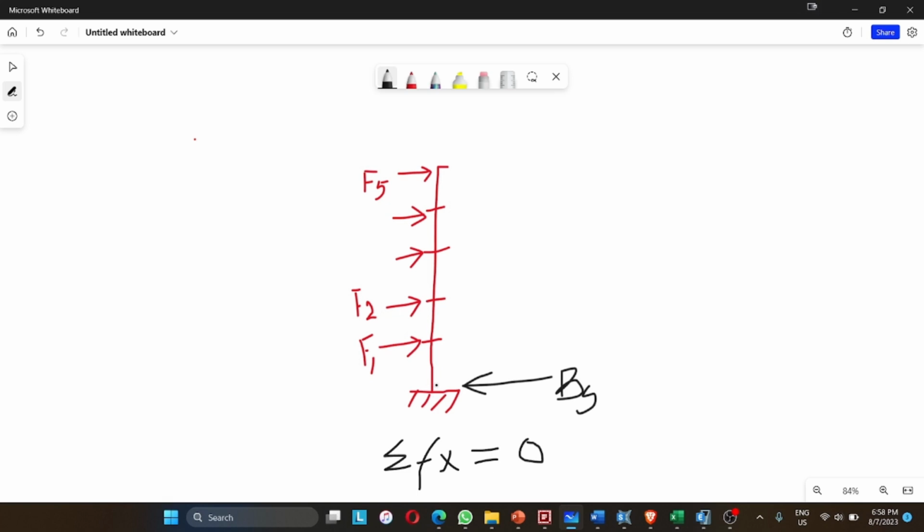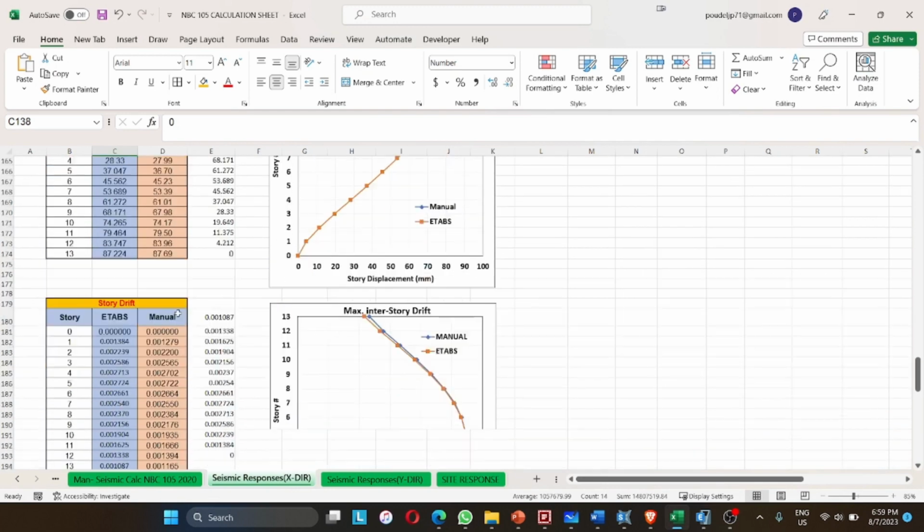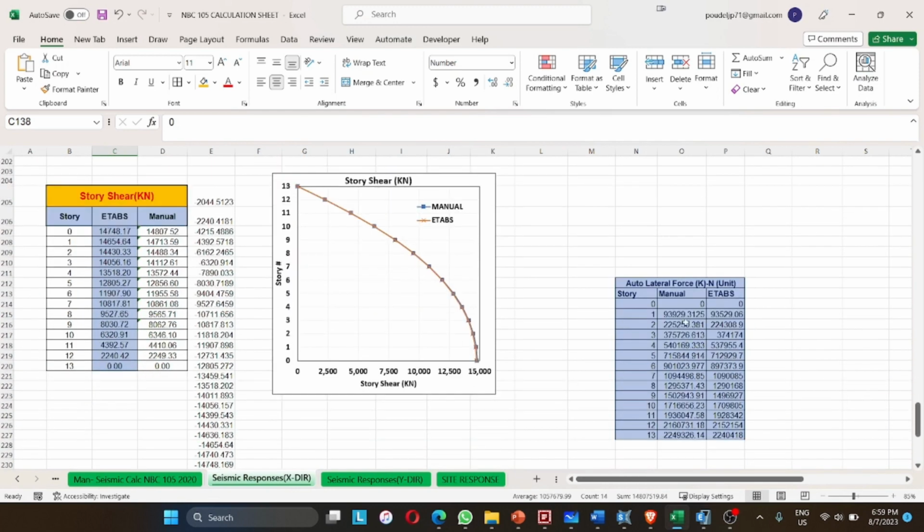So at the base of the structure, the maximum base shear is the summation of the story force just above this story. So if we want the story shear for floor one, then the story shear is the summation of all the story forces from story 2 to 5. It means one story above the story for which shear is to be calculated. Similarly, in our structure, if we look into the calculation of base shear here, then these are the story forces, and for the base, we add the story force from story 1 to 13.